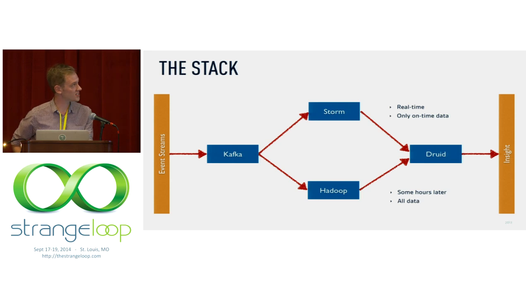The architecture looks something like this when you put it together. So you still have Kafka, Storm, and Druid on the top path, the real-time path, and that's operating in real time over on-time data. And then the bottom path, the batch path, operates, in our case, some hours later over all your data, not just data that's on-time. And the data that gets processed by that path replaces data from the top path.